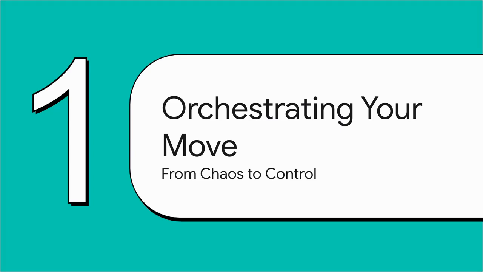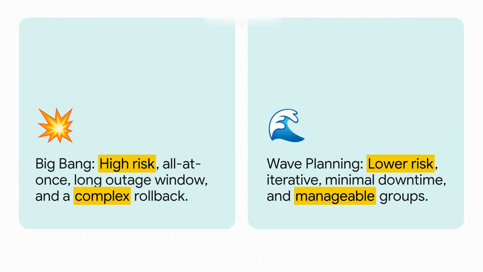Okay, first up, orchestrating your move. The goal here is pretty straightforward, really. It's about taking that potential chaos and turning it into controlled, strategic execution. When you think about the actual move, you've basically got two main paths. The first is what we call the Big Bang migration, where you try to move everything all at once. This is just incredibly high risk. It usually needs a huge outage window, and if something goes wrong, oh man, a rollback is a total nightmare.